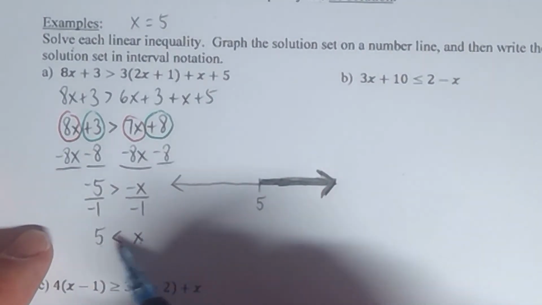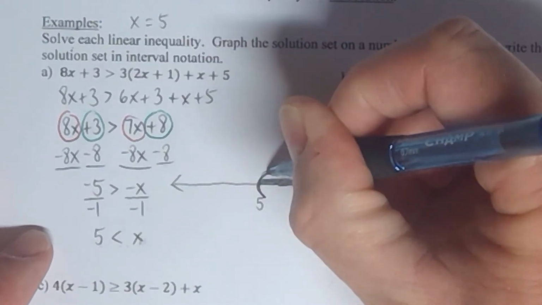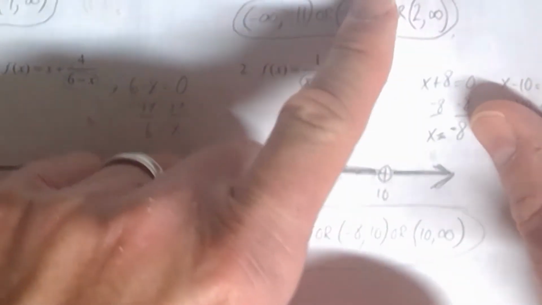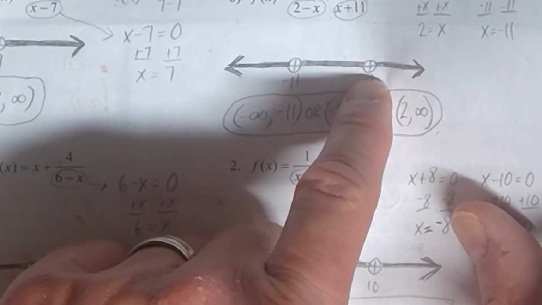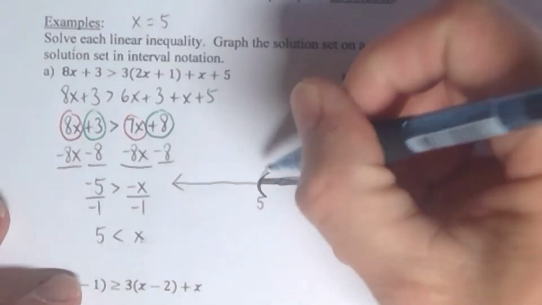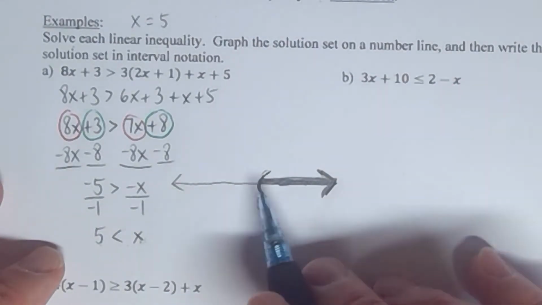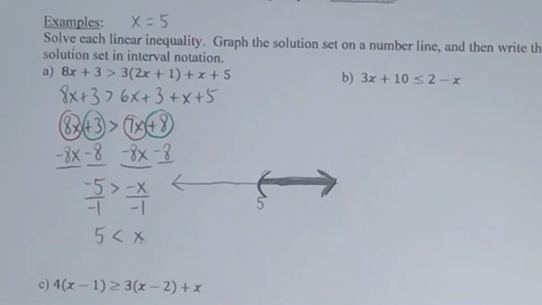if I plug in 5 right here, it's not true. 5 is not less than 5. And so you either put an open circle here or a round bracket. The reason why I like to put the round bracket there is because unlike in 2.3 where you couldn't really use round brackets here because it was shaded on both sides of the 2, and so we use an open circle just to make that more clear. But the other reason is in the interval notation we're going to be using brackets anyway, and so it'll just be the same bracket. It makes it easier to follow that way.